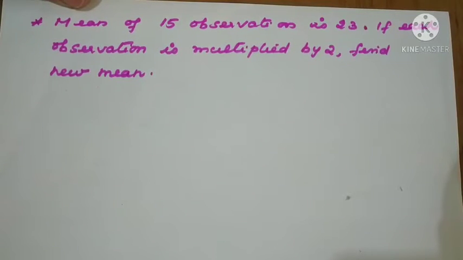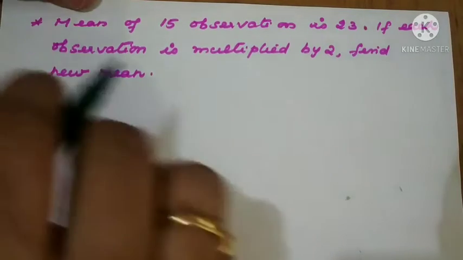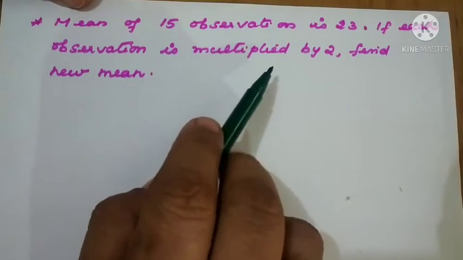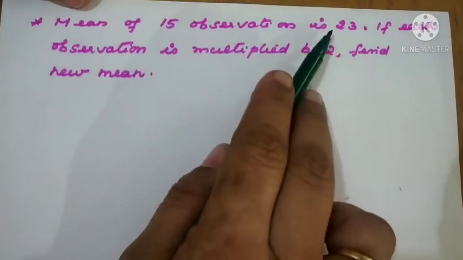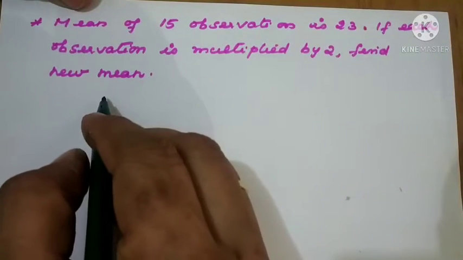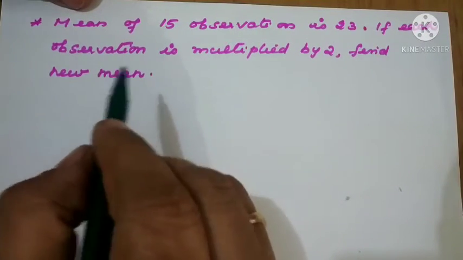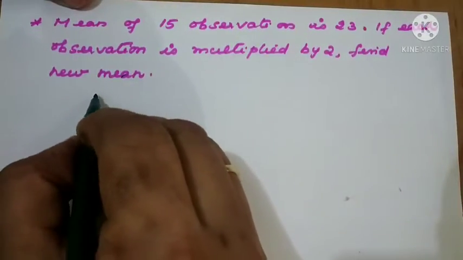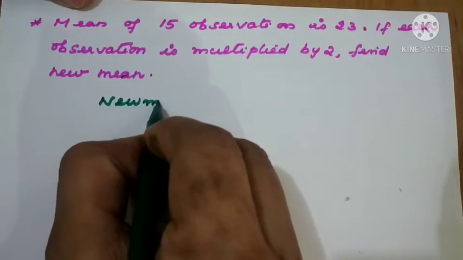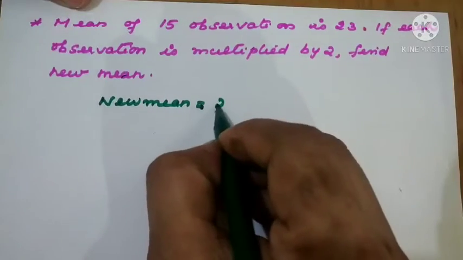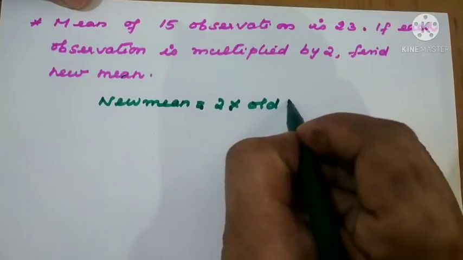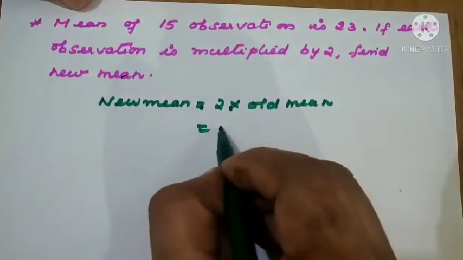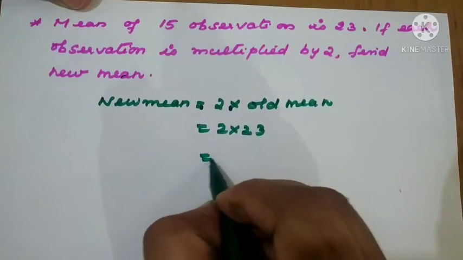Mean of 15 observations is 23. Each observation is multiplied by 2. Then find the new mean. The new mean will be 2 into the old mean, right? We know that because we have already solved similar sums in our statistics videos. You can watch that one. Here the new mean equals 2 into old mean. That means 2 into 23 is equal to 46.